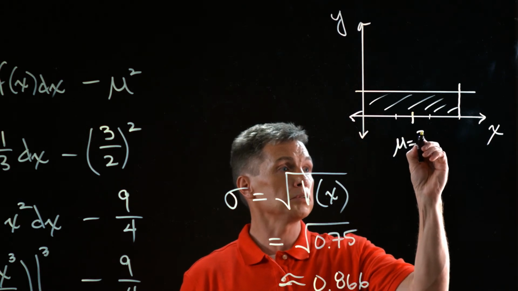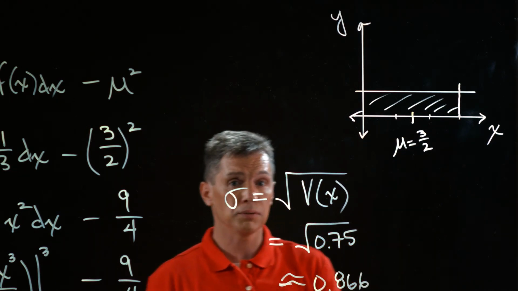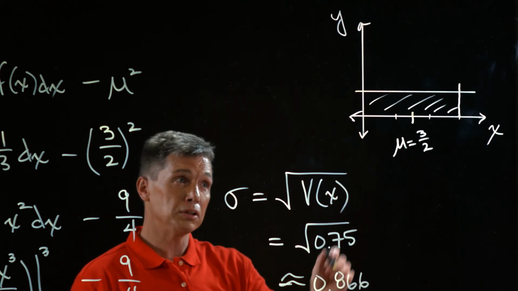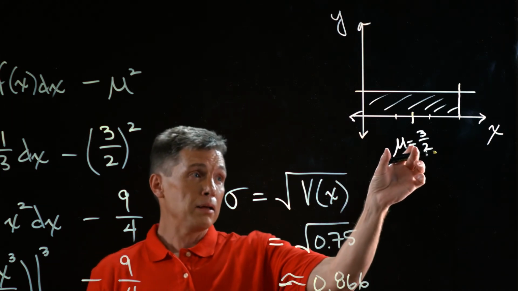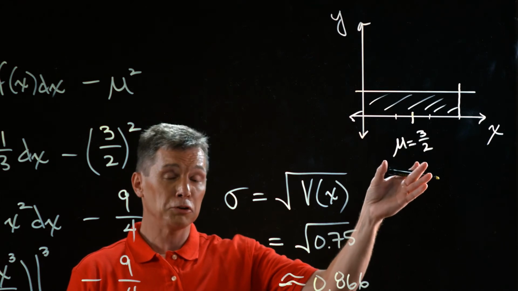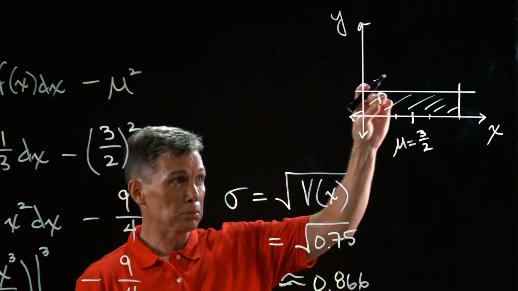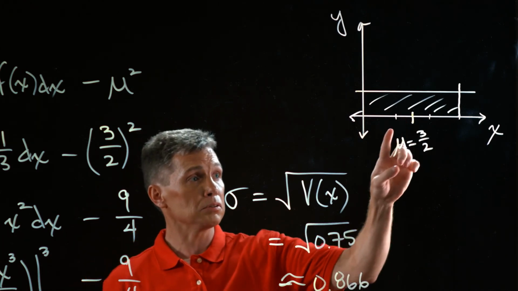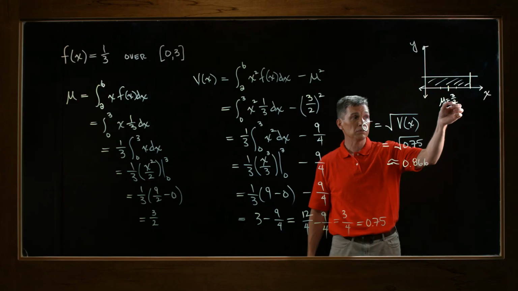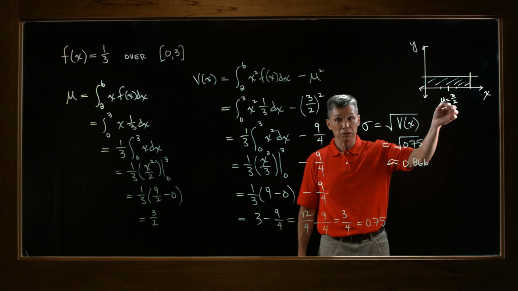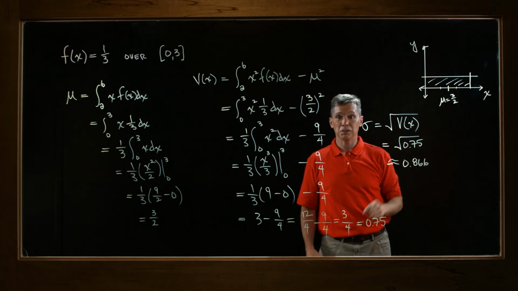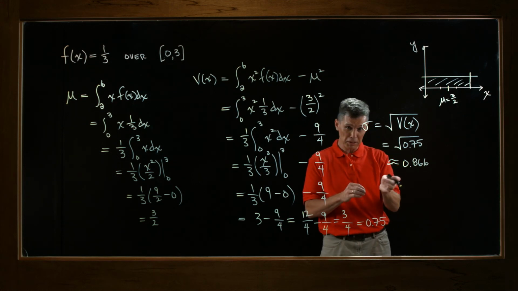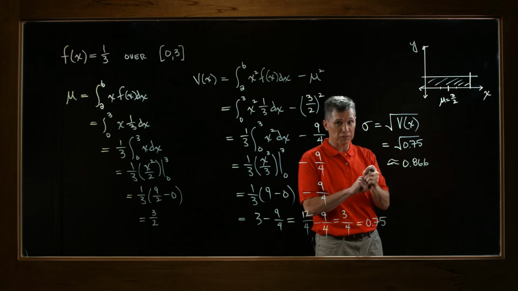Mu equals 3/2. And the mean, also called the expected value, you see in this particular problem, that mean is really where you'd expect it to be. This is a uniform distribution, and so the middle of the uniform distribution is right between 0 and 3, at 3/2. So the expected value is really what we would expect. Okay? Final answer, though, for mean is 3/2. Variance 0.75, standard deviation 0.866.